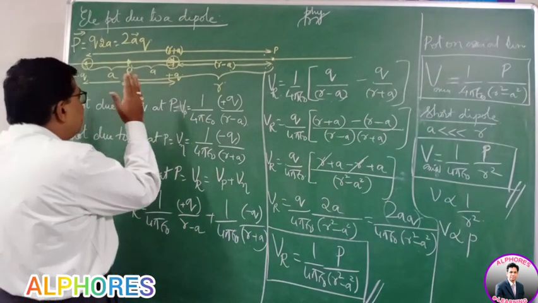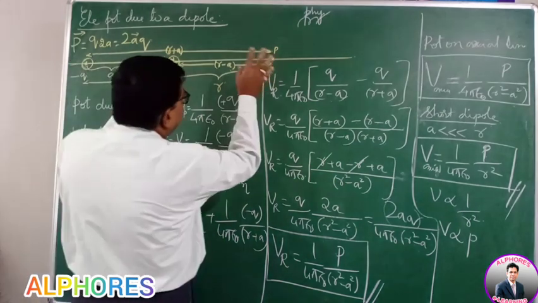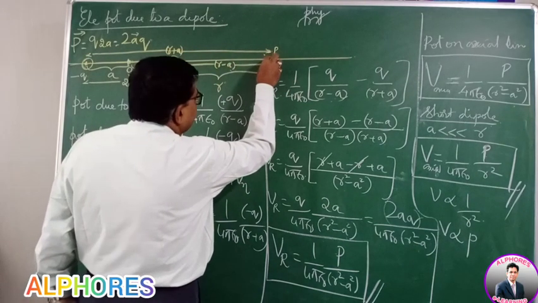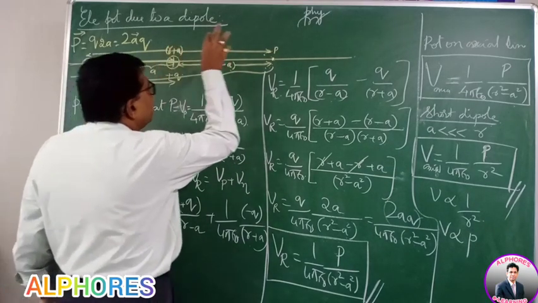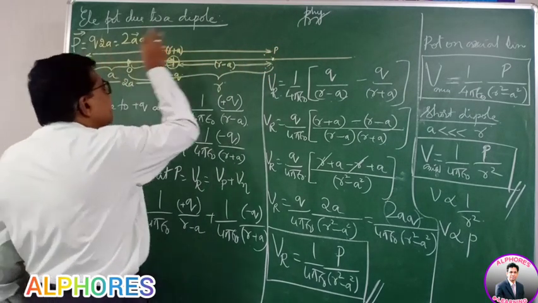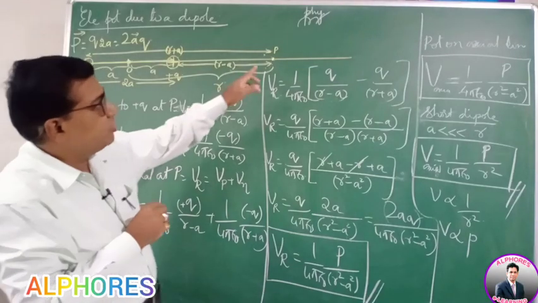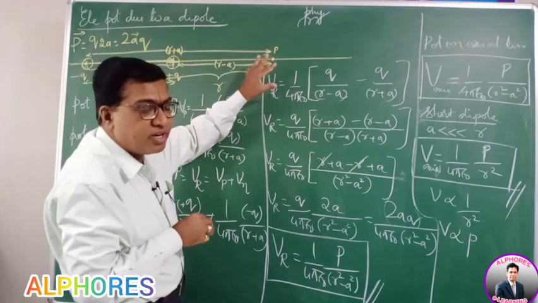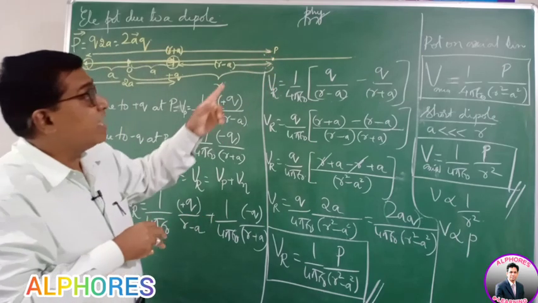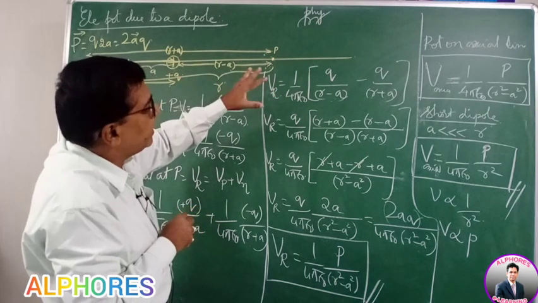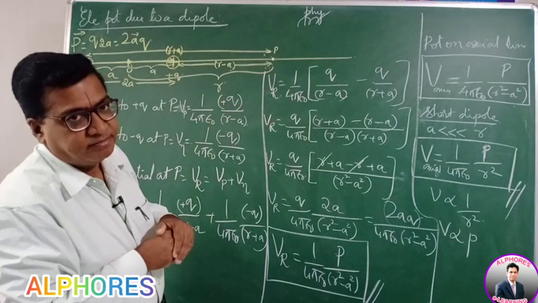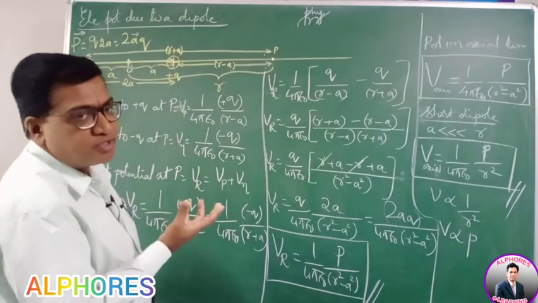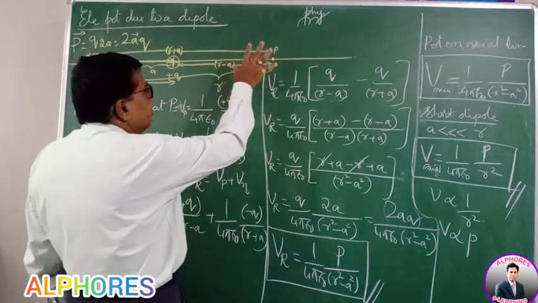Now, coming to the electric dipole, when I take a point on this side, very near to the positive charge here, then the potential due to positive charge is more, potential due to negative charge is less. So positive potential is more, negative potential is less. So the answer is positive. So on this side, the potential at any point here is positive. The resultant potential will be positive.